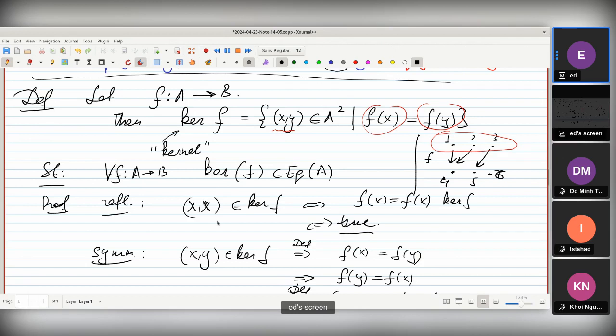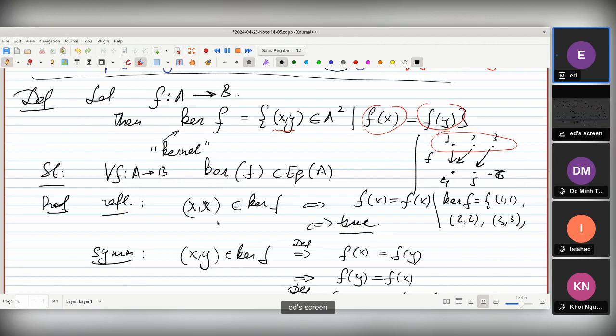So for which pairs are the values identical? 1 and 1 are mapped to 4, so this pair belongs to the kernel. 2 and 2 are mapped to 4, so this pair, 2 and 2, belongs to the kernel. 3 and 3 also belong to the kernel.